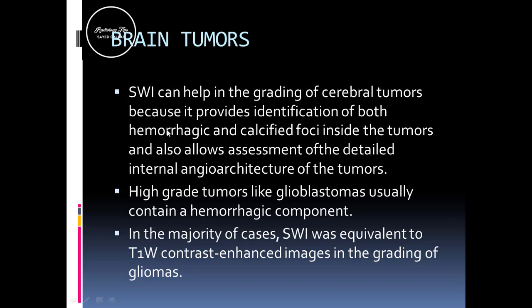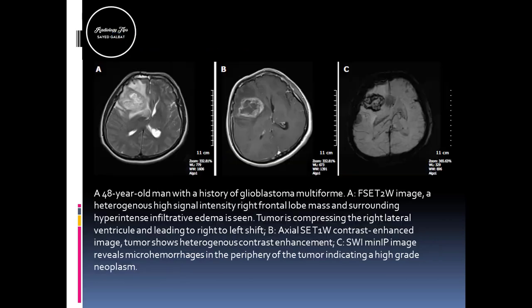In cases of brain tumors, SWI can help in the grading of cerebral tumors because it provides an idea about hemorrhagic and calcified foci inside the tumors, and also allows assessment of the detailed internal angioarchitecture of the tumor. High-grade tumors like glioblastomas usually contain a hemorrhagic component. In the majority of cases, SWI was equivalent to T1 post-contrast images in the grading of gliomas.